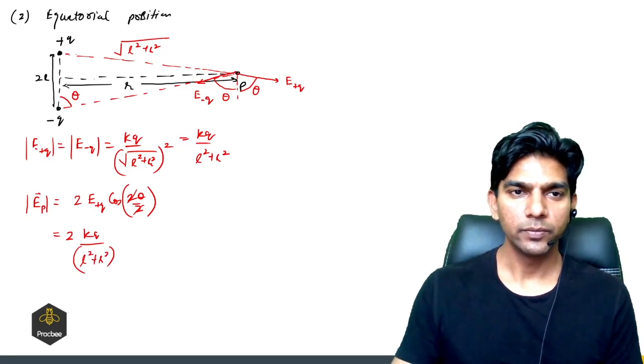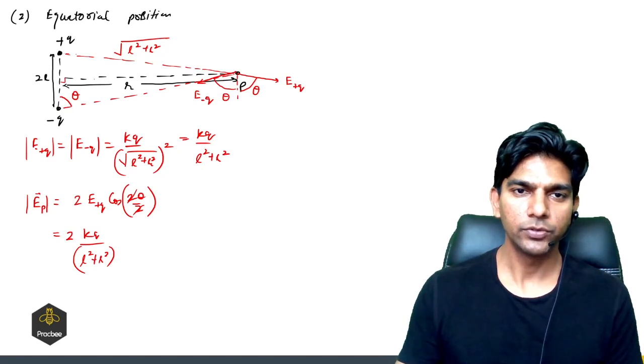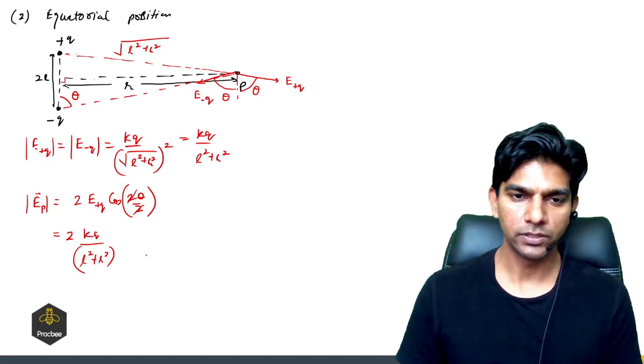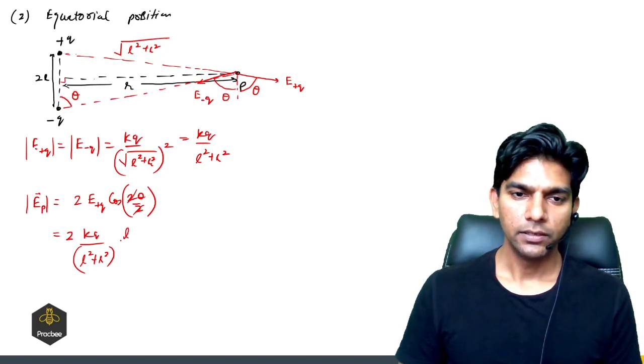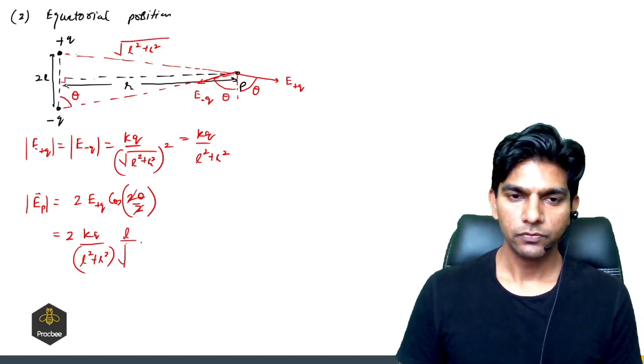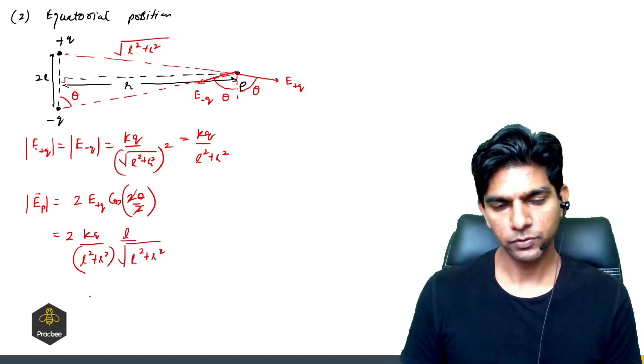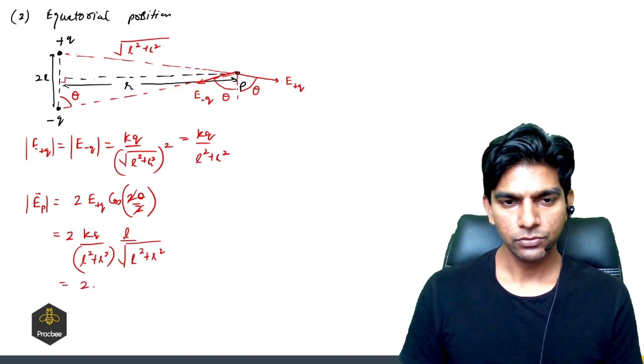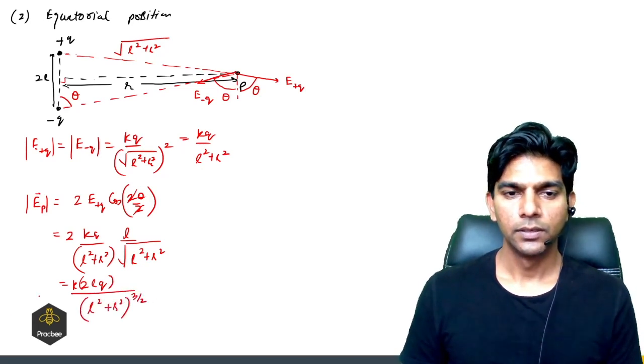And cos theta is base upon hypotenuse. So in this right angle triangle, base is L and hypotenuse is root of L square plus R square. So L divided by root of L square plus R square, and this can be written as 2K times 2LQ divided by L square plus R square raised to power 3 by 2.